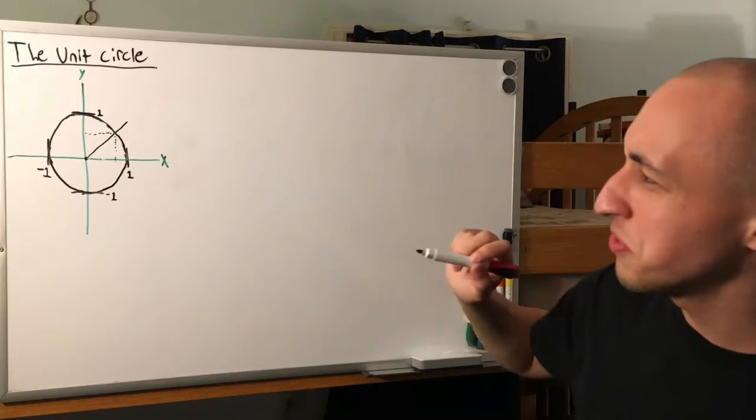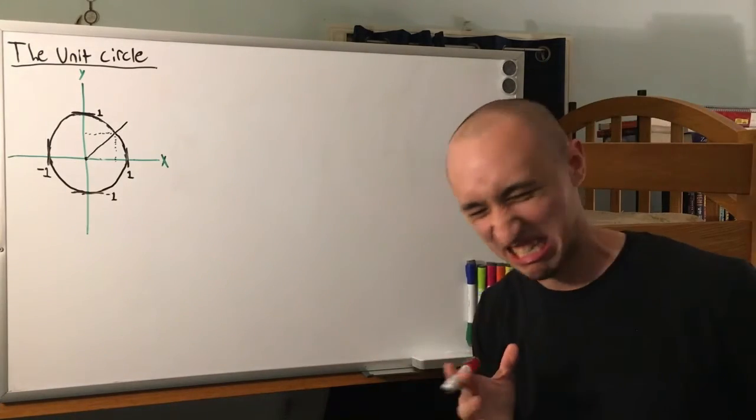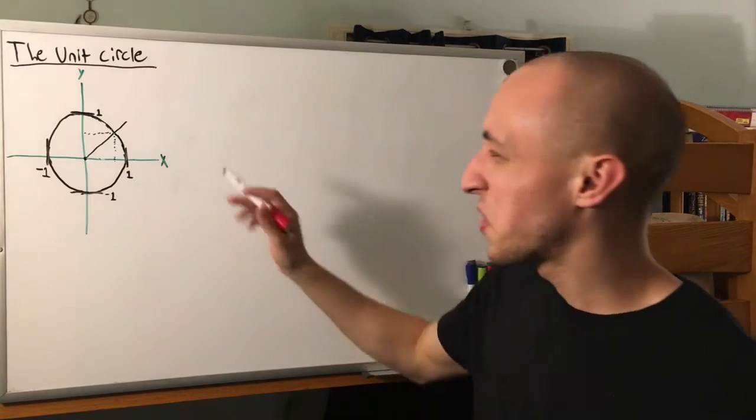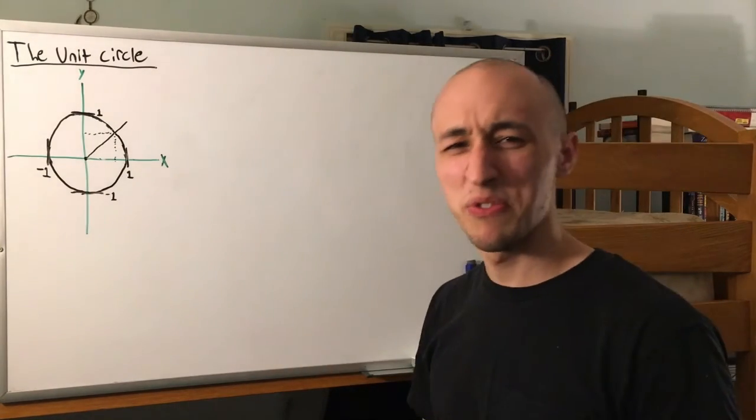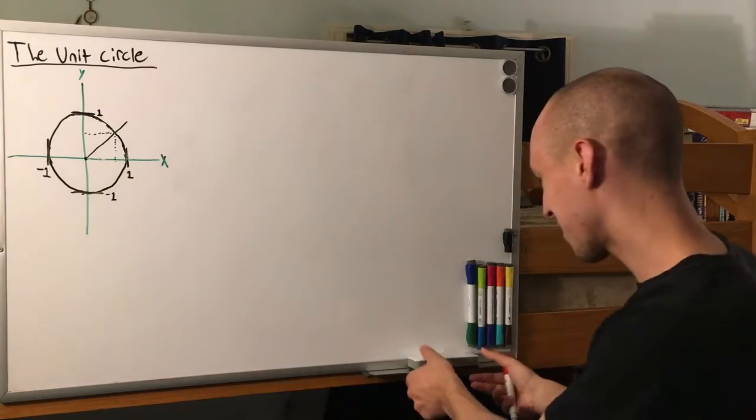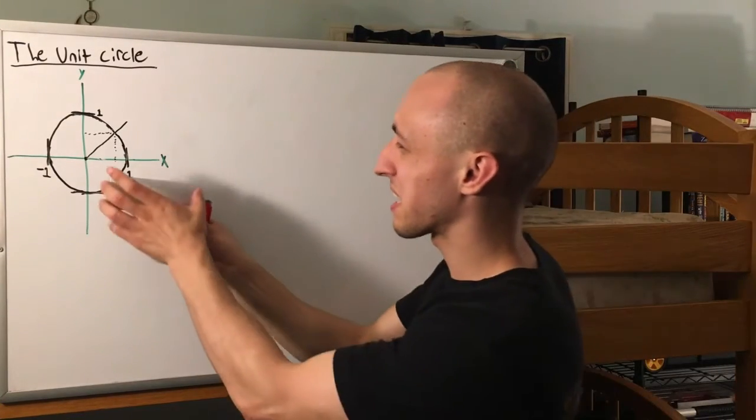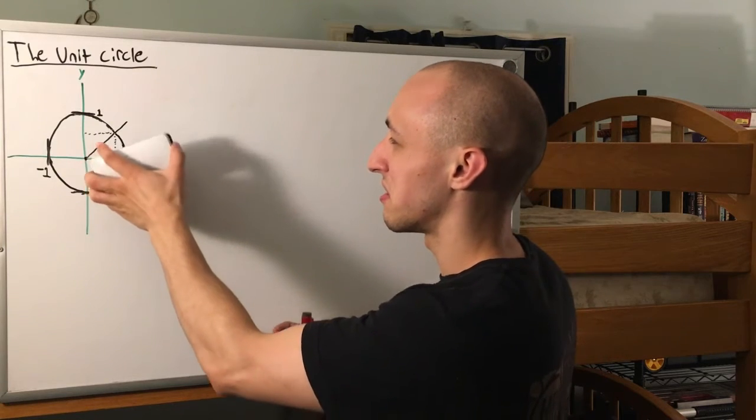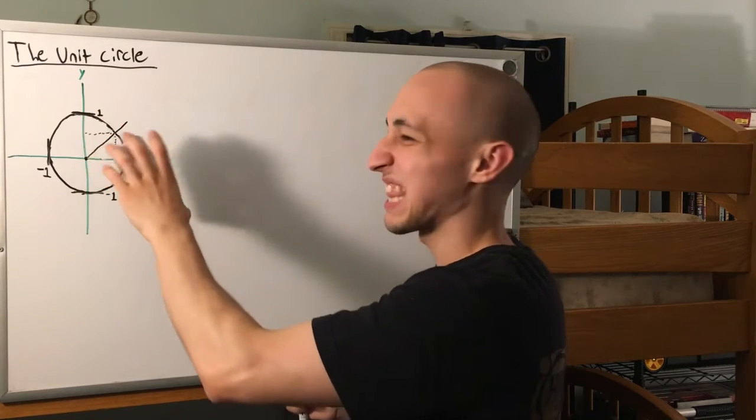If we were to use science, we could create a physical model of the unit circle and take a ruler and a protractor. We take the ruler and measure these lengths.